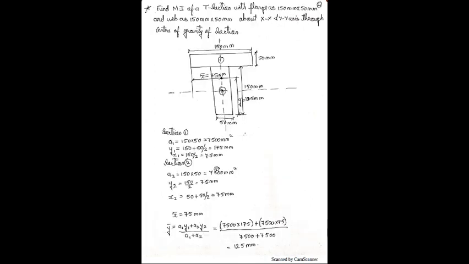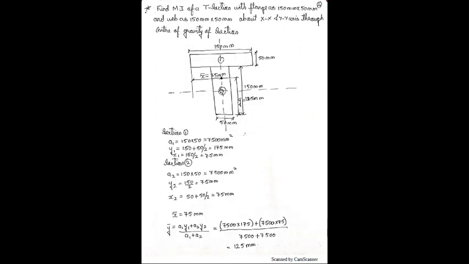We already know that Y1 is 175 mm, but our CG is at 125. So 175 minus 125, always higher minus lower, so 175 minus 125 is 50 mm. So let us find the moment of inertia of one section about the x-axis. So Ig1 plus A1 H1 square, we will get so much. Similarly, we will find it for section 2. So this is section 2.